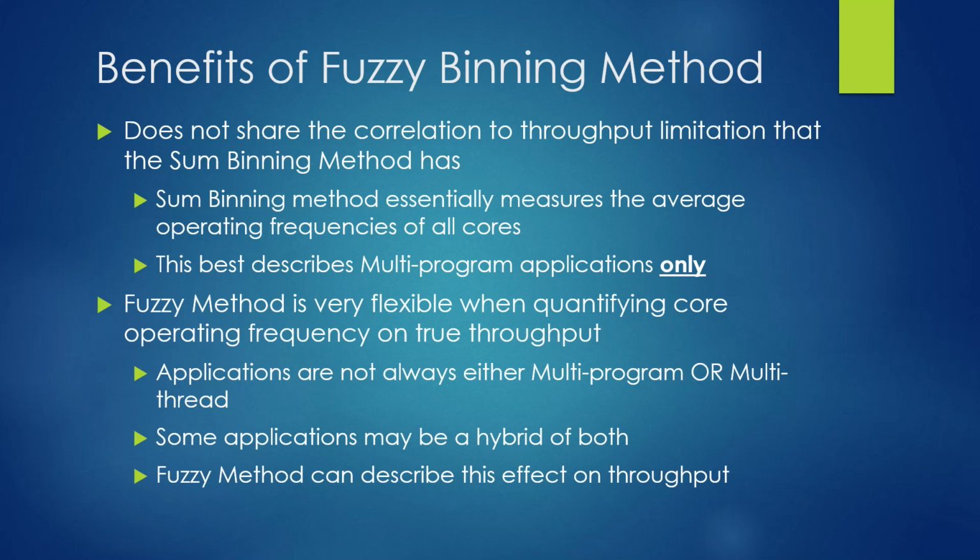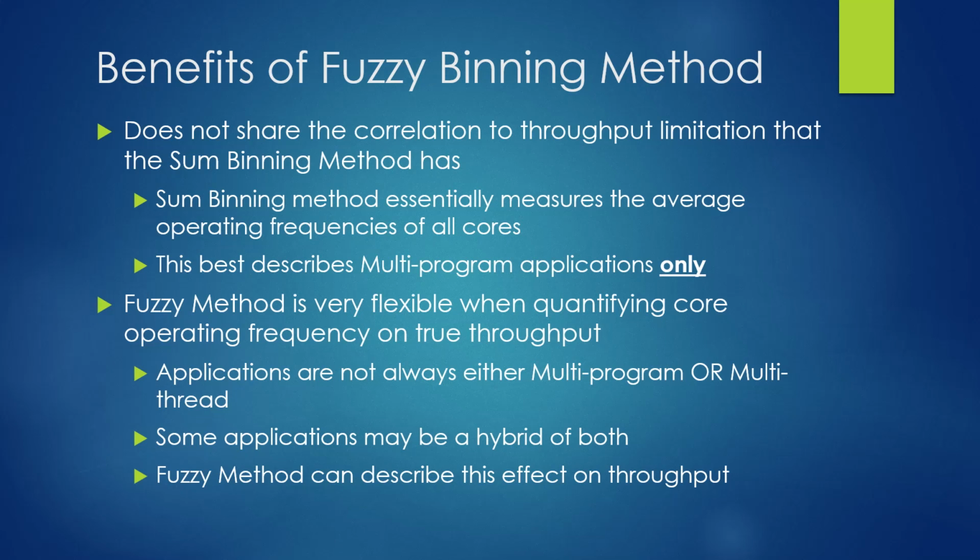So if you remember, as I discussed earlier, the sum binning method does a good job of correlating the actual performance to the real throughput only in multi-program applications. So these are applications, as I mentioned, that are running individually on each core and not interacting with one another. Now, the fuzzy method does not share that. So we can describe our fuzzy rules for any type of application.